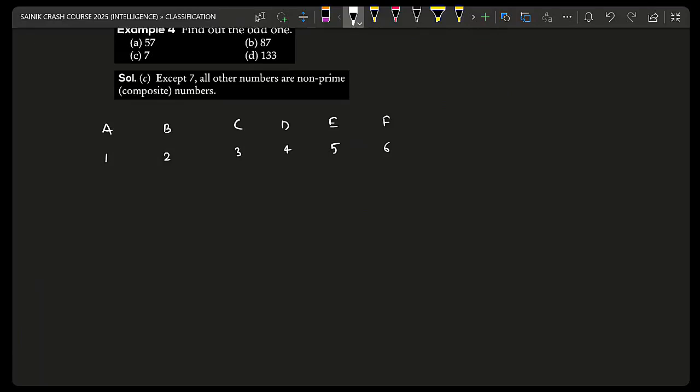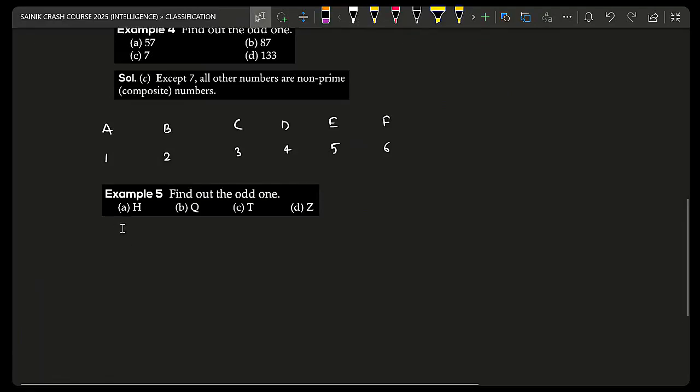So this classification may be based on position of letters, vowels and consonants. A, E, I, O, U are called vowels, and remaining all are called consonants. And maybe reverse order of alphabets, and maybe addition or multiplication of the position also. Let's check how many of you can solve this question. Example 5. Okay, all of you try this question based on letter classification. Find out the odd one. H, Q, T, Z.